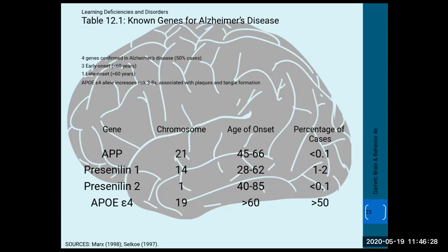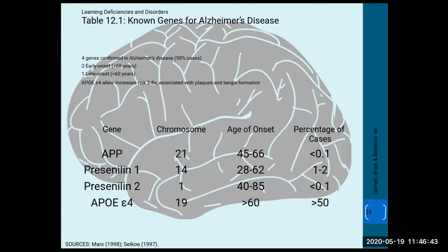which leads to Alzheimer's earlier. Could be anywhere from 45 to 66 years of age. But we see this in only about less than 0.1% of cases. But the APP gene is there consistently.